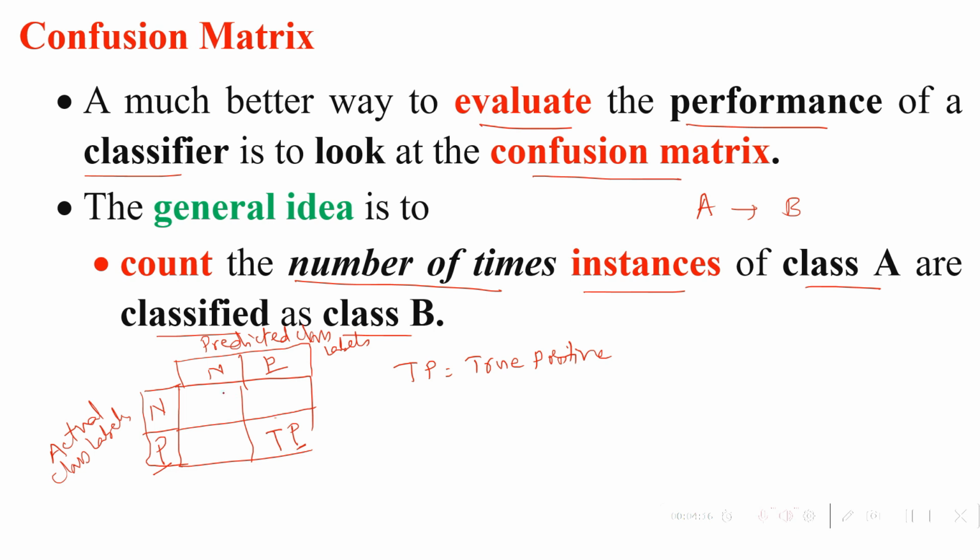In this column we predict negative. Here the actual class label is negative and the predicted class label is also negative. That means both are true, so it is called a true negative. TN means true negative.